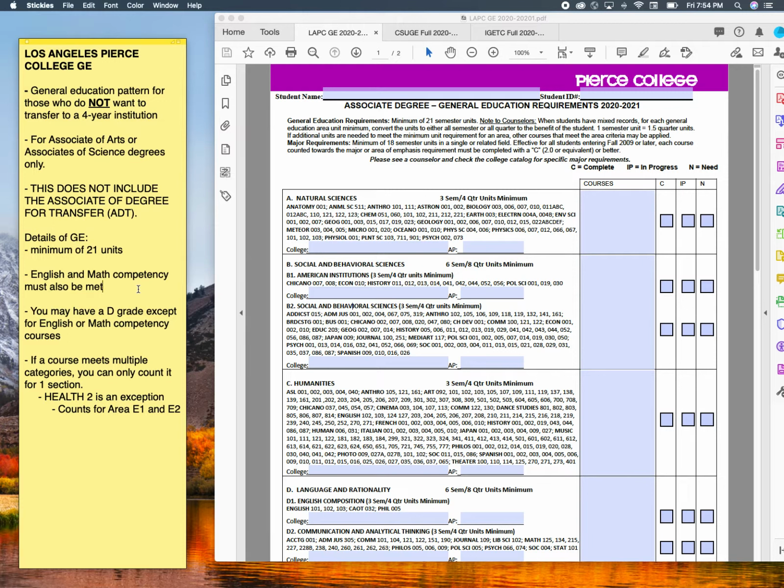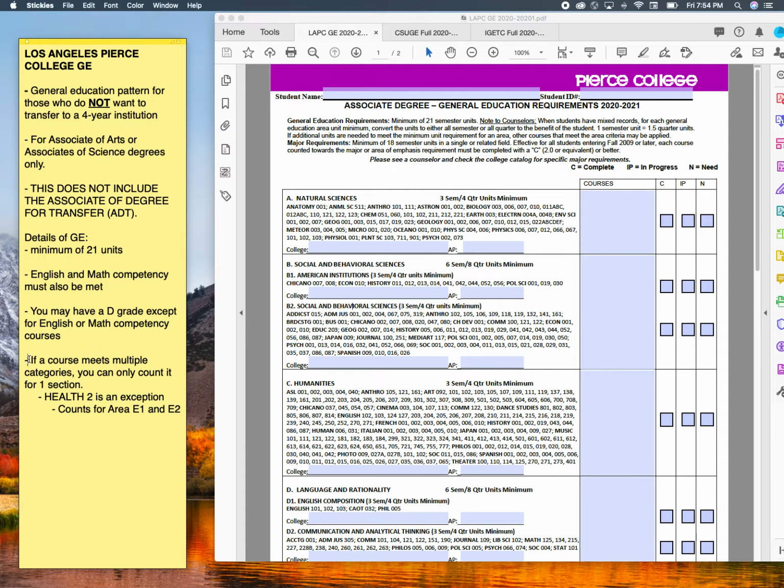You can have a D grade in your courses for this general education pattern, okay? So we will accept D grades, except if you are using that class for your English or math competency. English and math competency courses have to be at least a C minus or higher, or met through another avenue, and we're going to go over that in a second.